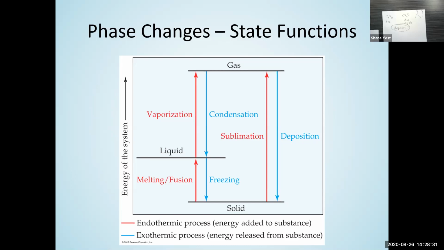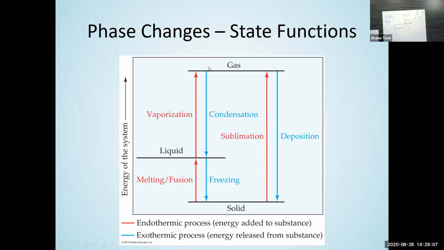All right, so let's talk a little bit about phases, phase changes, and phase diagrams. We have our solid, liquid, and gas phases. You can have different phase changes between these. The red lines here indicate what are called endothermic processes, meaning it takes in energy. Energy is required for these things to occur. The blue lines indicate exothermic processes, meaning they give off energy.